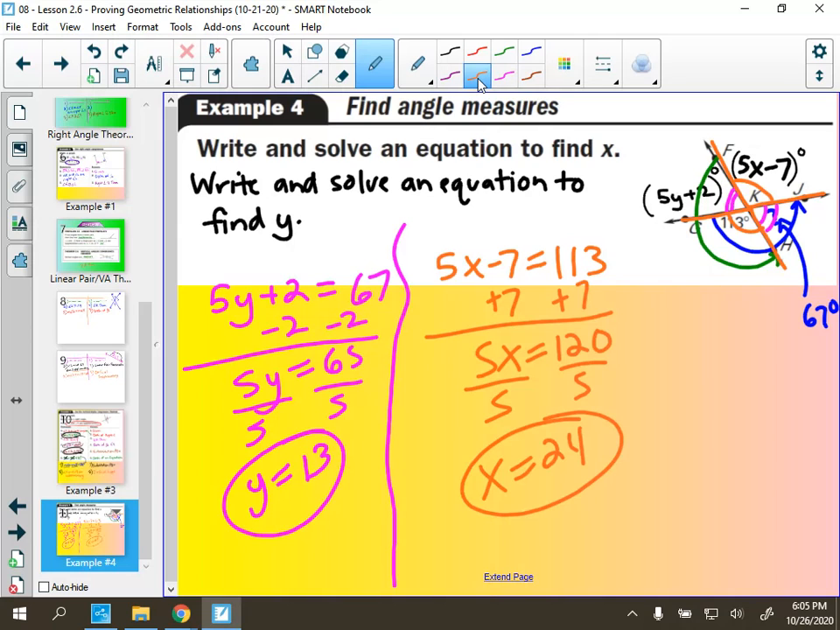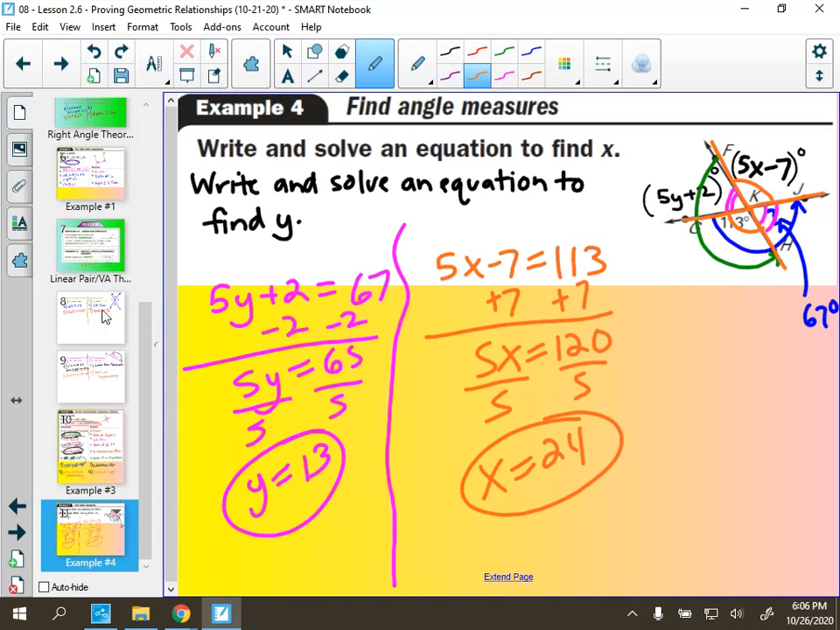And that's it. Did we do what it asked us to do? It said write and solve an equation to find x. Absolutely. It didn't say anything about justifying anything. We're good. It asked us to write and solve an equation to find y. Yep, we did that. We're good. And look at that. We are out of slides and proof.